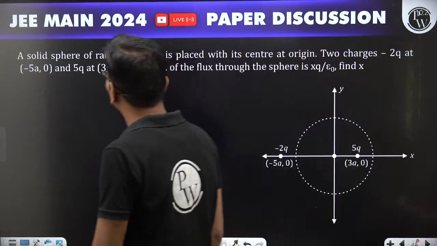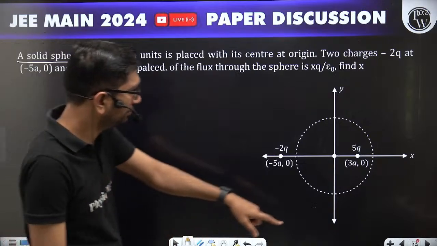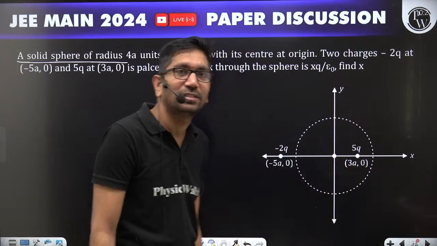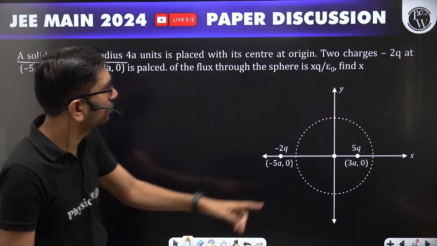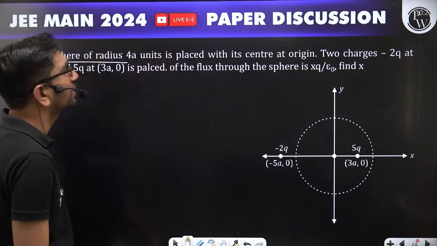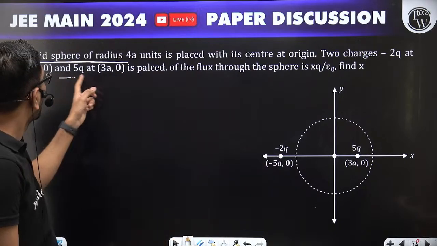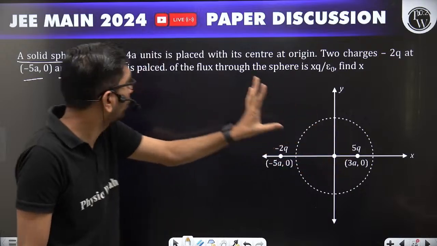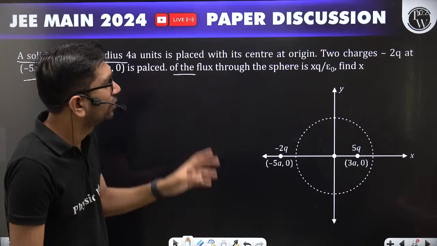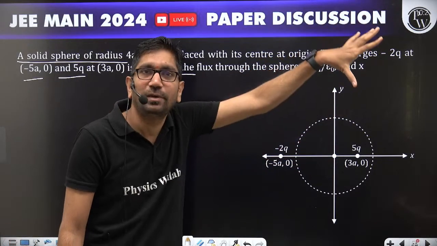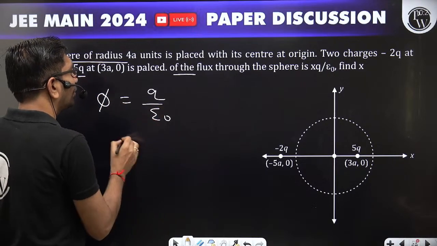Chalo, let us move toward the next question then. A solid sphere of radius 4a is placed with its center at the origin. Two charges, minus 2q and 5q, are placed as shown. You have to calculate the flux coming out from the sphere. As everyone knows from Gauss law, very dead easy question.